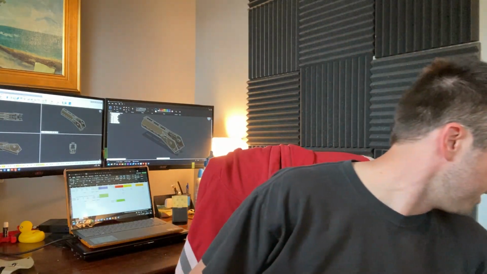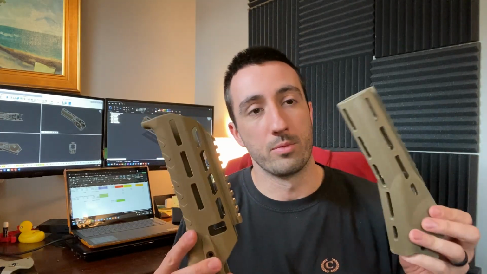Like I said, no script here. So I think that's basically it. That's my design on the MDRx handguard. What do you think? Is it good? Is it an improvement? Was it a waste of time?